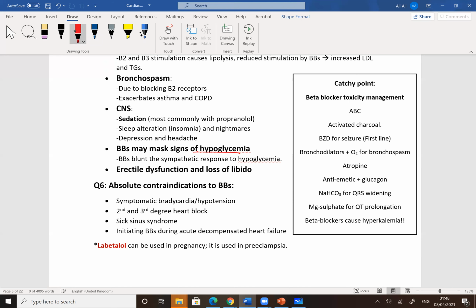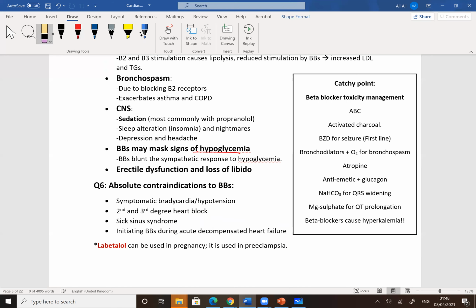Absolute contraindications to beta blockers. Number one, symptomatic bradycardia and hypotension. A million lines under symptomatic bradycardia and hypotension. If the patient is having symptomatic bradycardia and hypotension, you don't give beta blockers. Second and third degree AV block are absolute contraindications to beta blockers. Sick sinus syndrome, and initiating beta blockers during acute decompensated heart failure is contraindicated. You don't initiate beta blockers during acute decompensated heart failure.